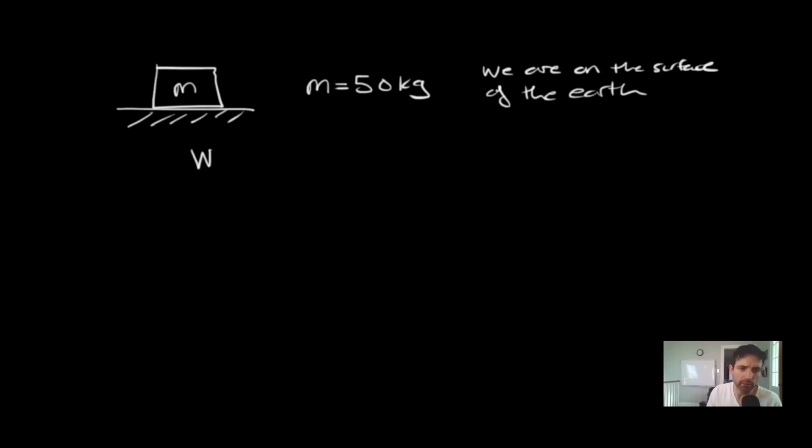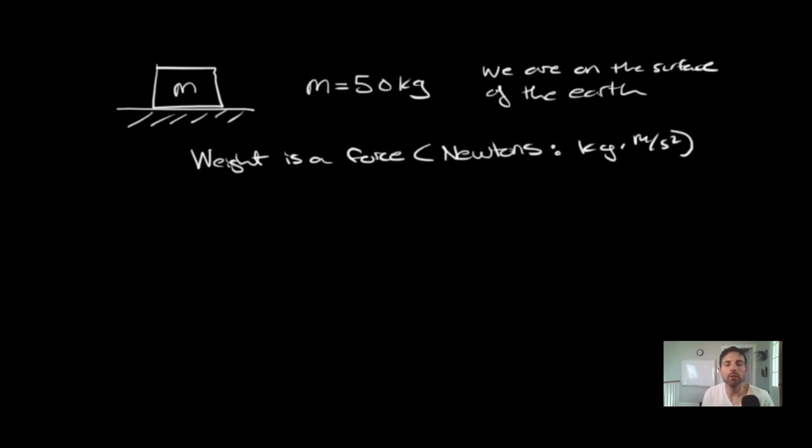The weight is a force, and in the SI units a force is measured in newtons, which is a kilogram times meters per second squared. So you can see here kilograms times meters per second squared is the mass times, what do you know that's a meter per second squared? Well, gravity is meters per second squared, right?